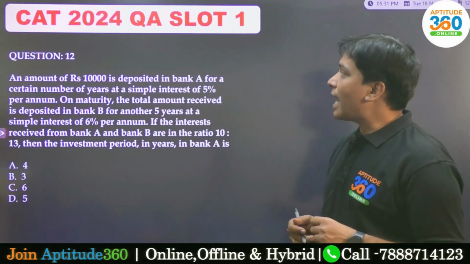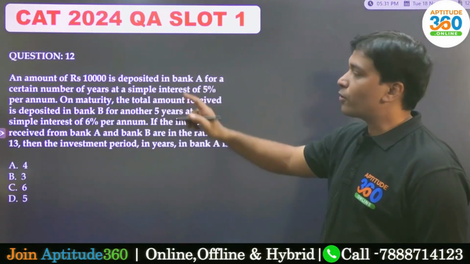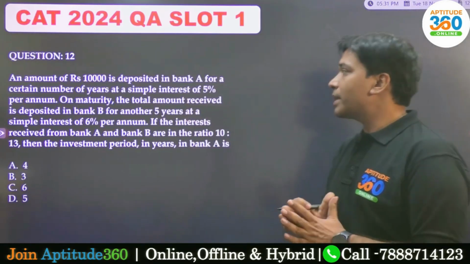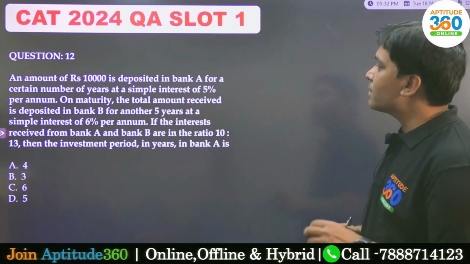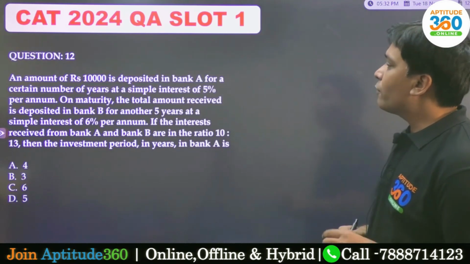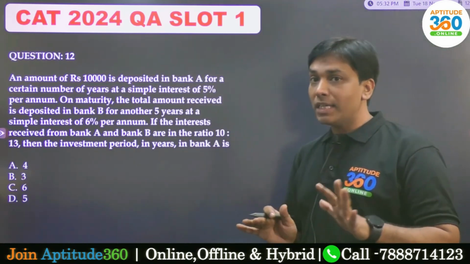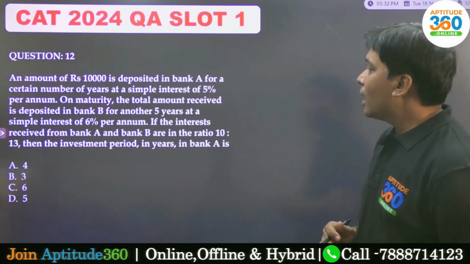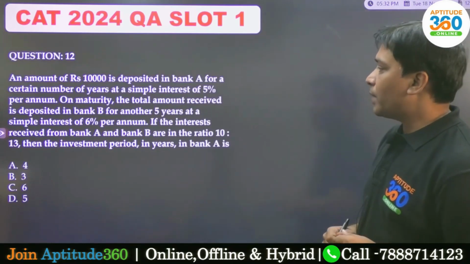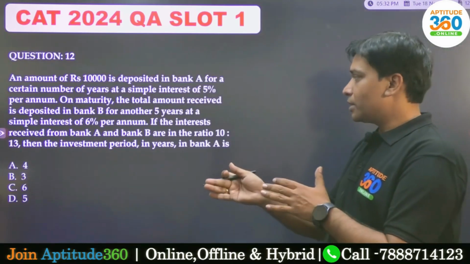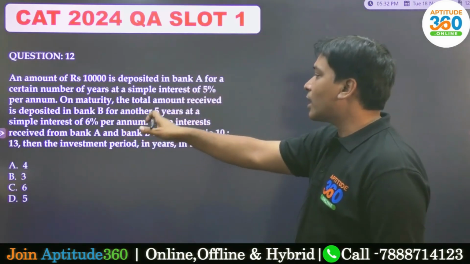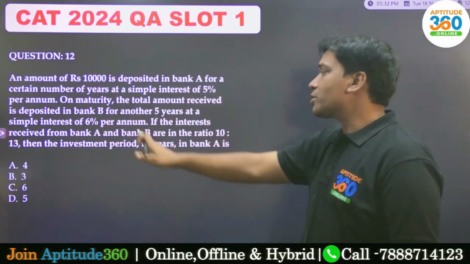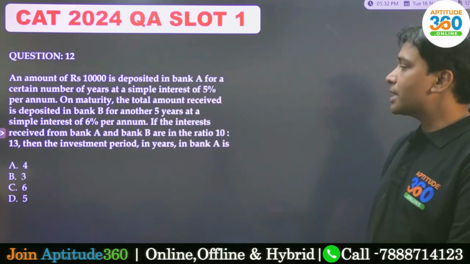So this problem was asked in CAT 2024. It was from simple interest and compound interest. Let us try to simplify this. It says that an amount of rupees 10,000 is deposited in a bank A for a certain number of years. We have got no idea for how many years it has been done, at a simple interest rate of 5% per annum. And then the amount gets matured, and the total amount received is deposited in bank B for another 5 years at simple interest of 6% per annum.